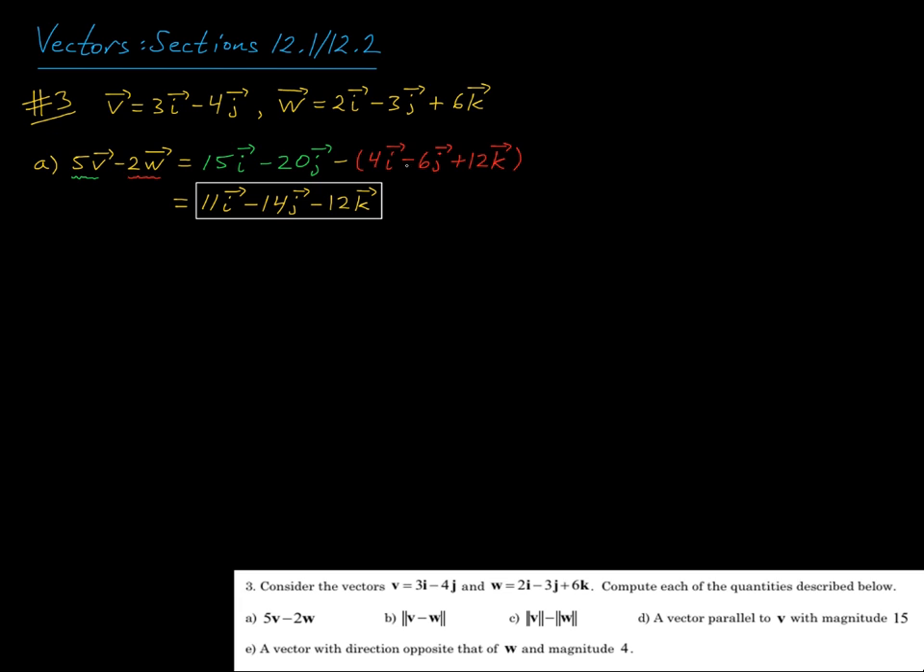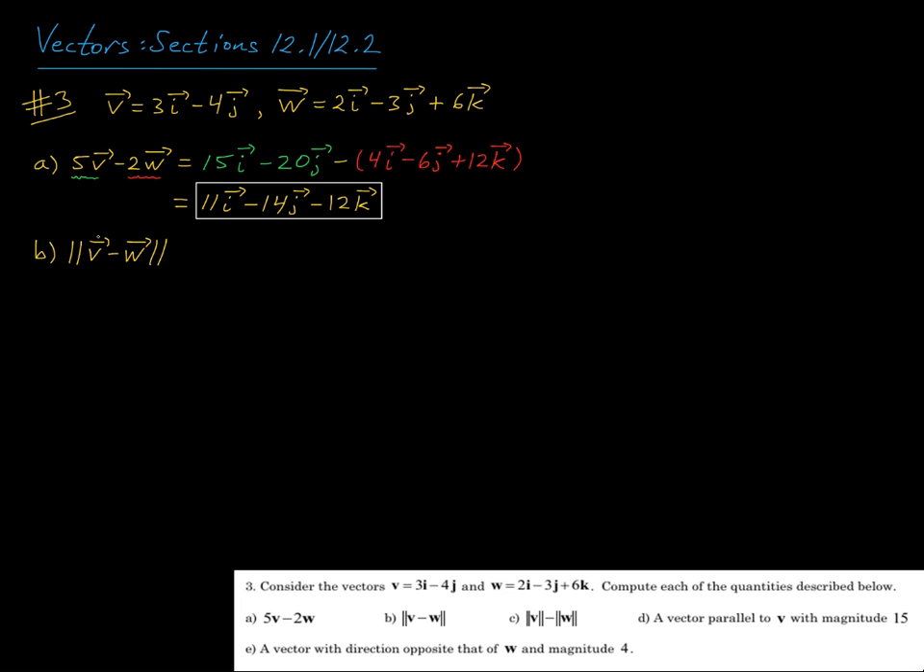And then to take the difference, we just want to combine respective components. So 15i minus 4i, that's 11i, minus 20j minus a negative 6j, so plus 6j, that's minus 14j. And then the k component of v is 0, right? You don't see a k there. And so I'm just going to get a negative 12k for the k component of 5v minus 2w, and there's our answer. All right, cool.